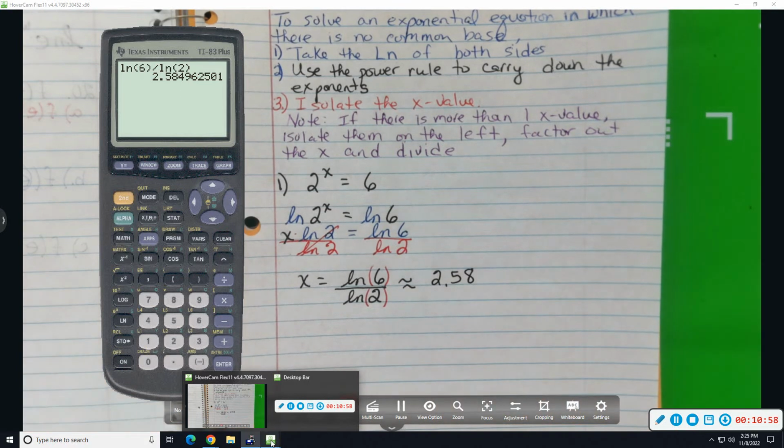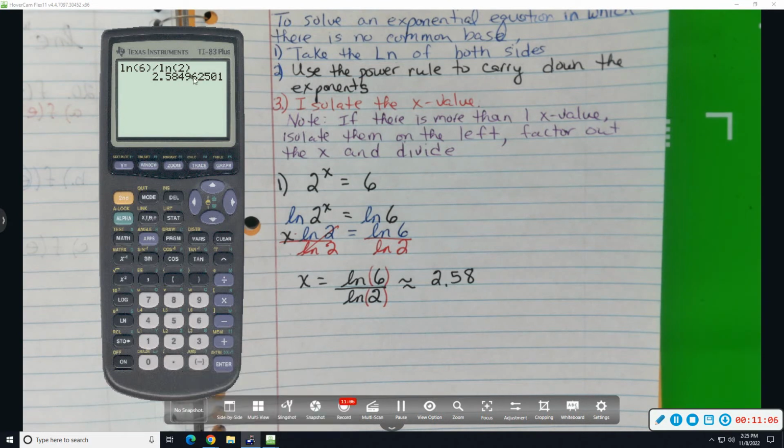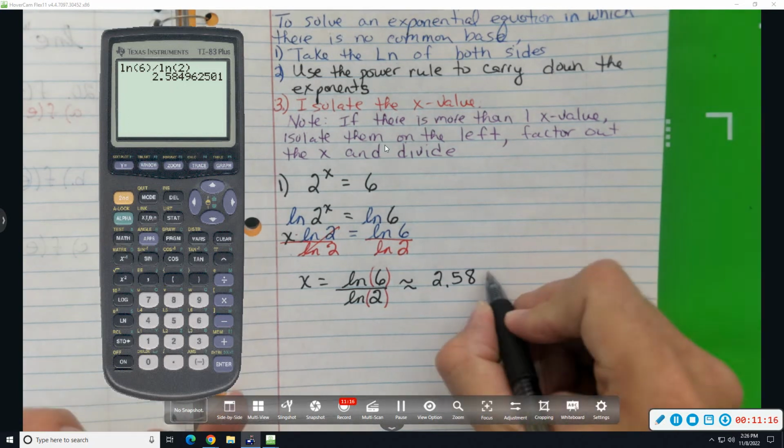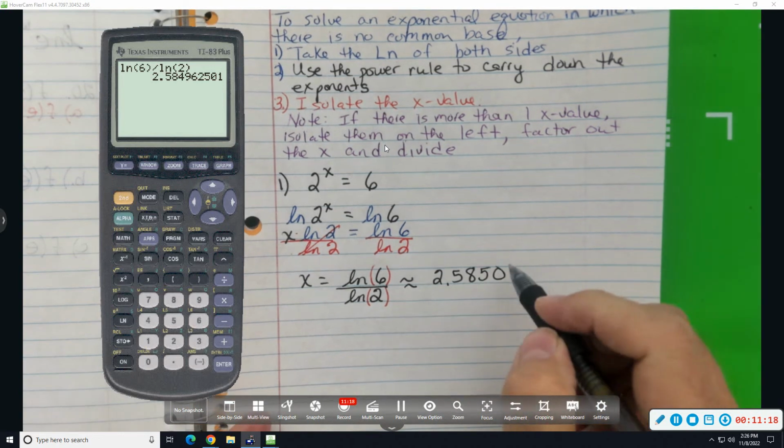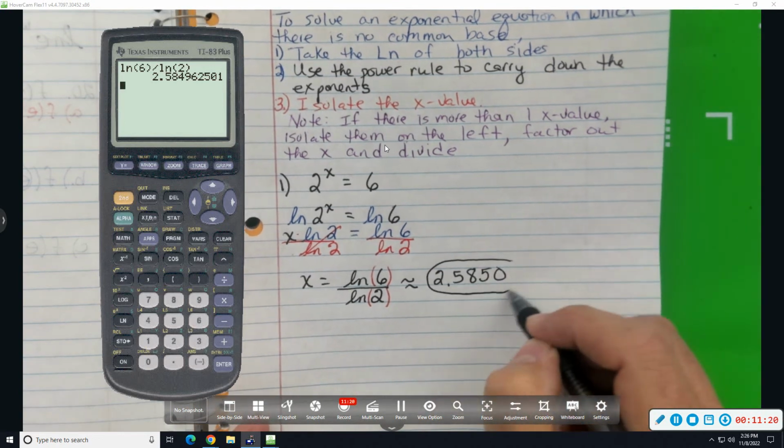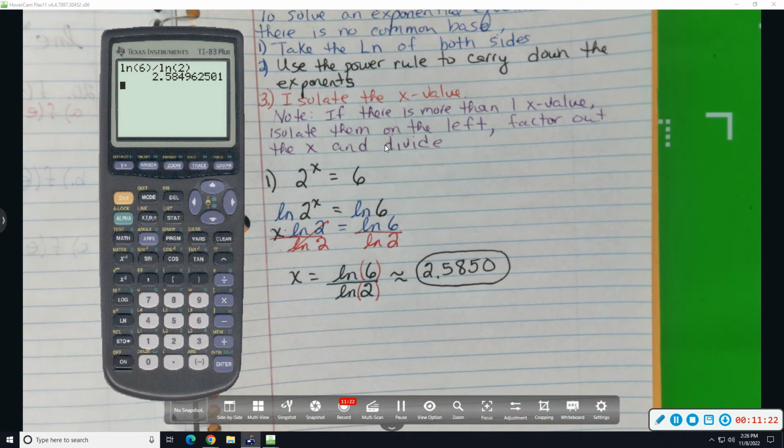Am I going to leave it as a 49 or make that a 50? Yeah, the digit after the 9 is, if it's 5 or larger, you round up. If that number after the 9 had been a 4 or smaller, you would just drop all of that. But it's going to be 50. 2.5850. So 2 to the 2.5850 power would give us a 6.